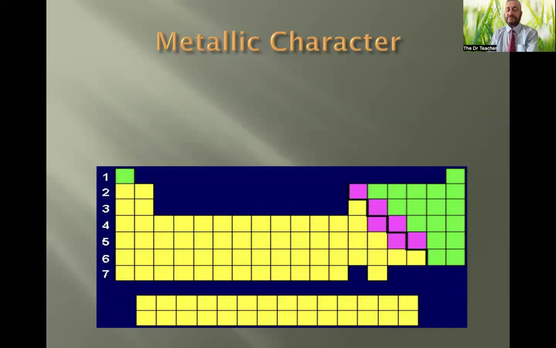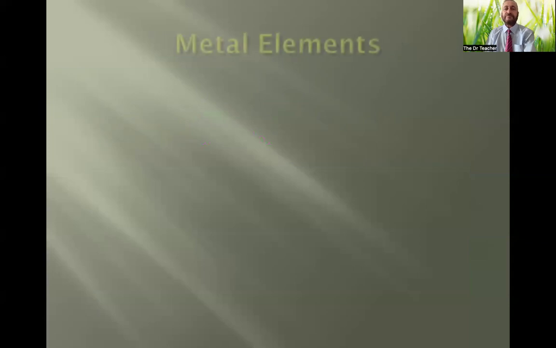Metallic character: here, the yellow ones are metals in the periodic table, all of them, to the left, in the middle, and down. In green are non-metals. In purple are metalloids, which have physical and chemical properties between metals and non-metals.